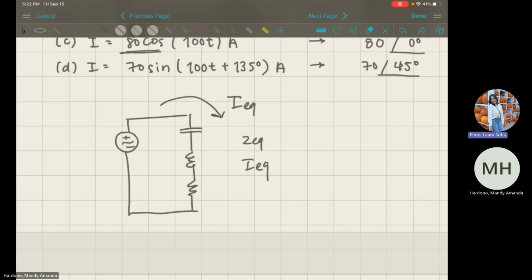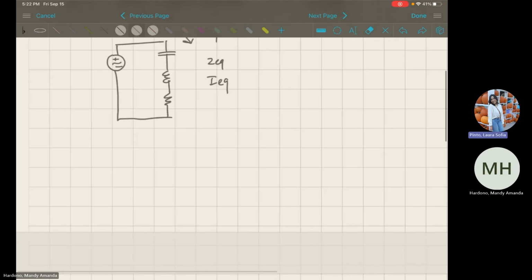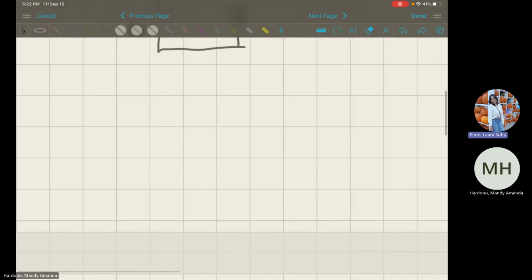Well, before that, we can do an energy example. So we can do just a quick energy stored in a capacitor, for example.